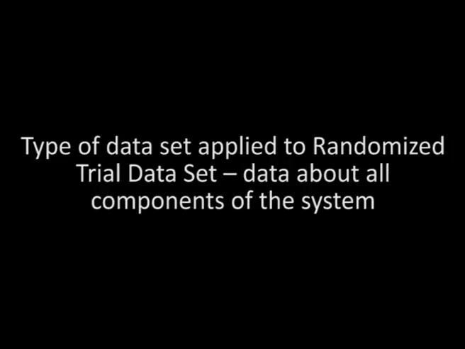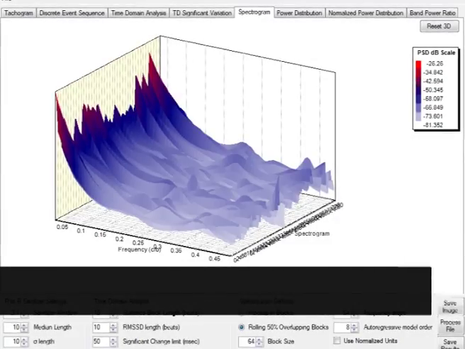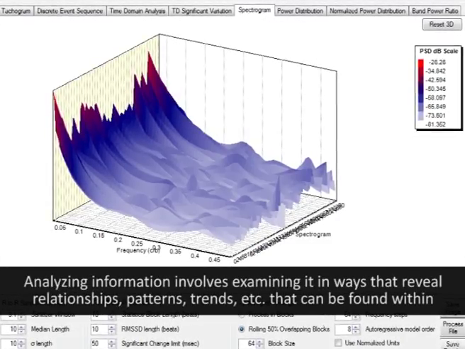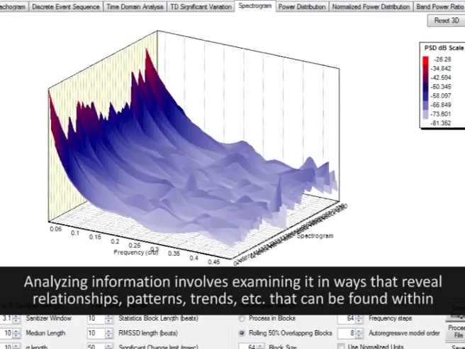Type of data set applied to randomized trial data set, data about all components of the system. Example, mechanistic analysis. Quantitative and qualitative data analysis. Analyzing information involves examining it in ways that reveal the relationships, patterns, trends, etc. that can be found within it. That may mean subjecting it to statistical operations that can tell you not only what kinds of relationships seem to exist among variables, but also to what level you can trust the answers you're getting.